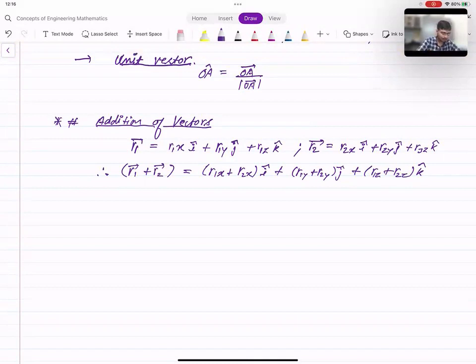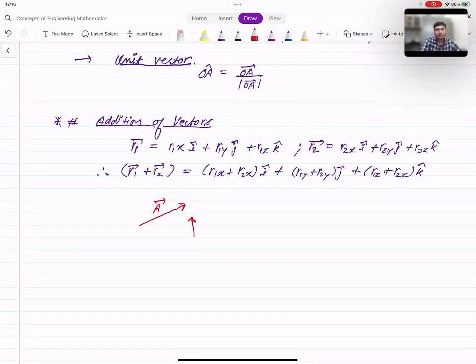So suppose we have a vector A like this. This is vector A, and we have another vector somewhere here. Vectors can be placed anywhere in the space, and any vector parallel to the given vector will represent the same direction, and if it has a similar magnitude, then both the vectors are said to be equal.